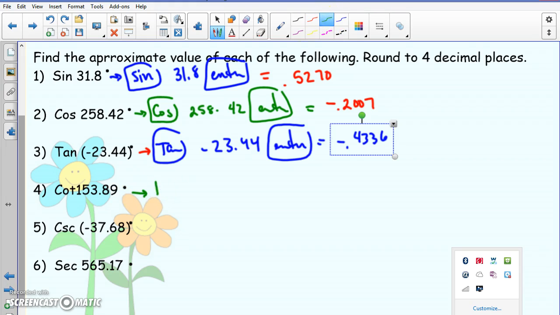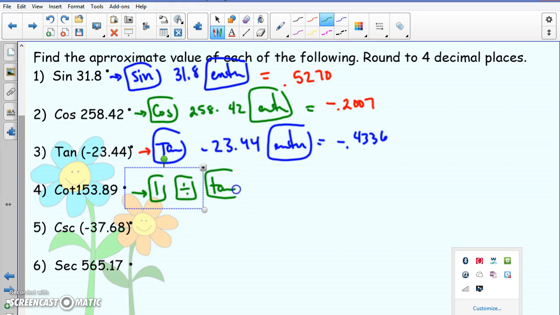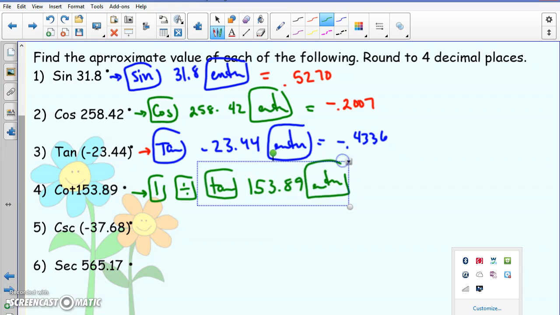So you're going to type in 1 divided by, and then cotangent's partner is tangent, and then you type in the 153.89 and hit enter. So we'll show this one on the calculator here.